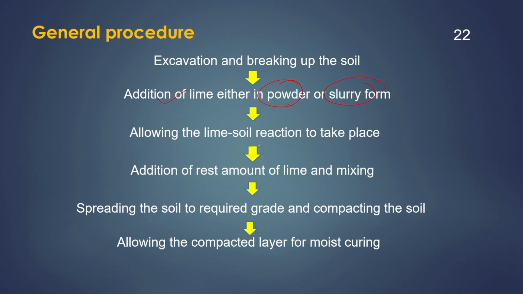And once the lime soil reaction is completed, then the remaining amount of lime will be added and mixed with the soil. Then the spreading of the soil to the required grade and compacting the soil will be carried out. Once the lime is added to the soil, then using a roller the soil will be compacted. Once the soil is compacted, it will be allowed to cure for generally 1 to 7 days. So, these are the different steps which we generally perform in the field for a lime stabilization process.